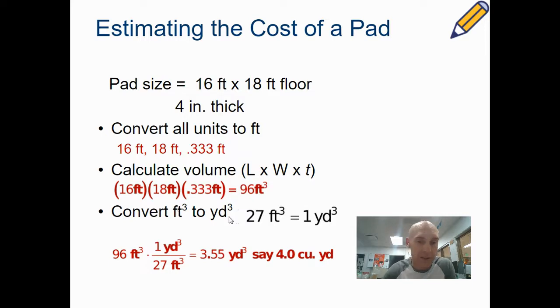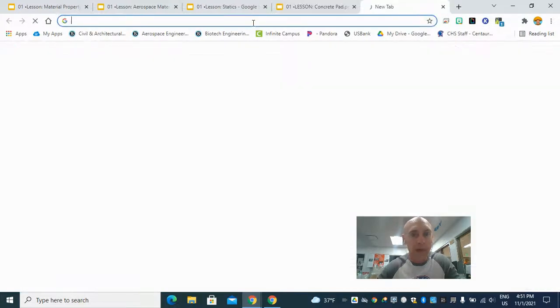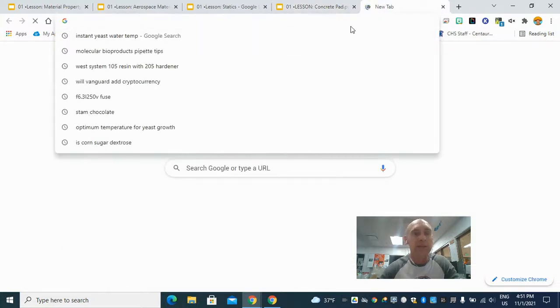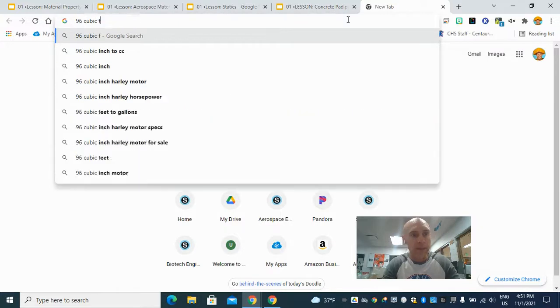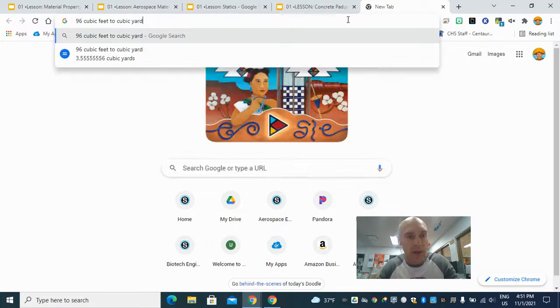If you want to convert cubic feet to cubic yards, here's a conversion factor, which essentially means you divide by 27, but I would rather you do it a little bit differently. I'm going to open up a new tab. If we have a number in our assignment here that says 96 cubic feet, please use your tools. I'm going to type up here 96 cubic feet to cubic yards, and I'm not going to hit the enter key. And as I finish typing, you can see it gives me the answer right here. Please use your search bar as a great unit converter for you.